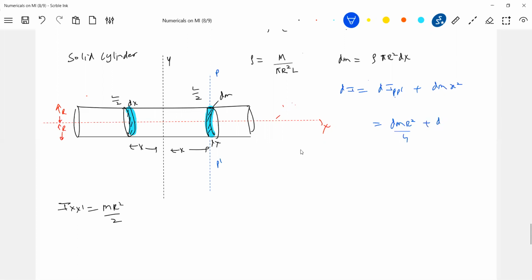Are you getting this part? Why dm r square by 4? Because this is a circular disk, an elemental disk. About any diameter, how much should it be? Mr square by 4. What is the mass of this elemental disk? dm. Radius is r. So dm r square by 4 about axis pp dash, plus this one. Parallel axis theorem I applied here. Like this, there are two sides, so shall I go for 2 times of this? Then I'll integrate from 0 to L by 2. Then I'll get the I dash.